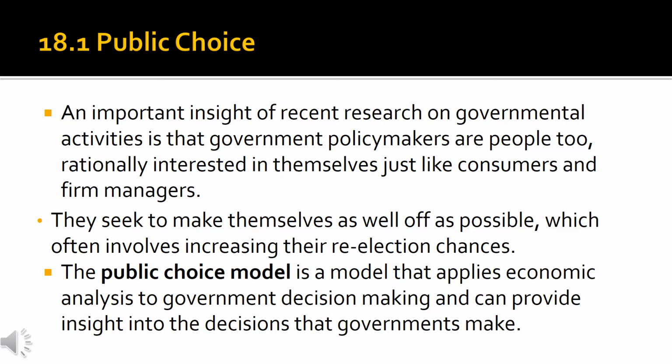So for members of government, say for representatives, they want to increase their reelection chances. They want to do that to make themselves as well off as possible. Interest groups are going to want to lobby the government to get beneficial regulations or different legislation passed that's going to help them. Bureaucrats, people that work for the government, are going to want to try to make their career as well off as possible. So public choice theory is a model that applies economic analysis to government decision making, and it can provide us with insight into decisions that government makes.